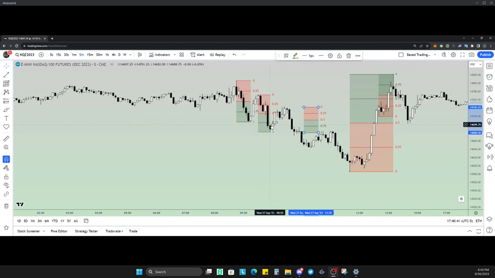And so it's this constant ebb and flow. And I think the best way that ICT has described it is the paint roller on the wall, up and down, back and forth. And what it's doing, the program or the algorithm, is simply seeking fair value.